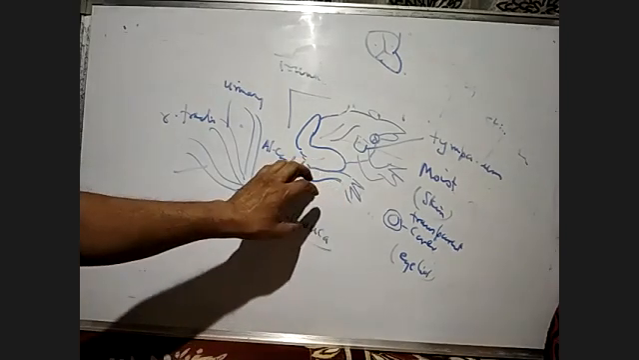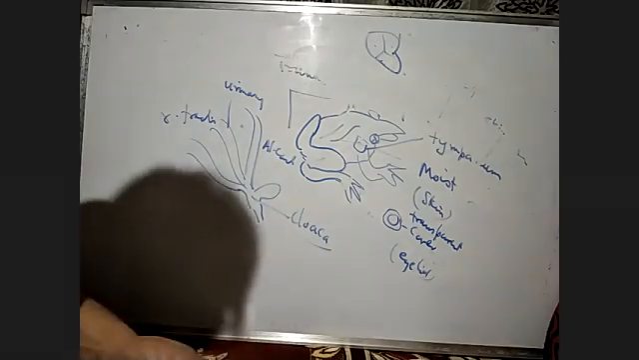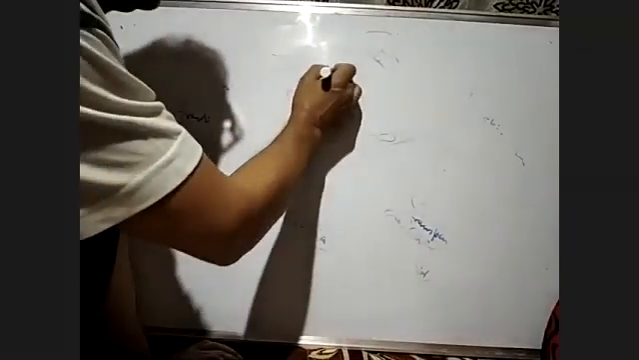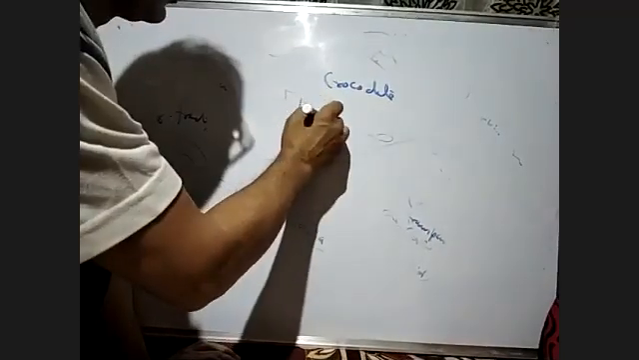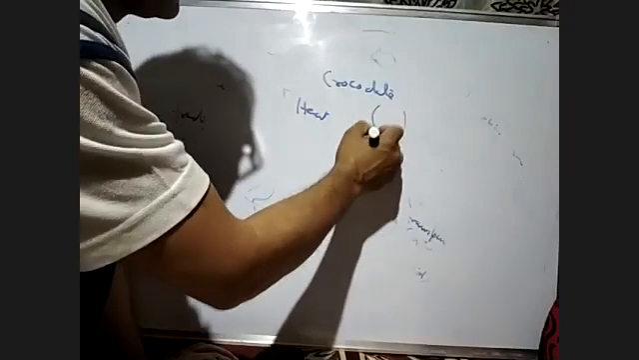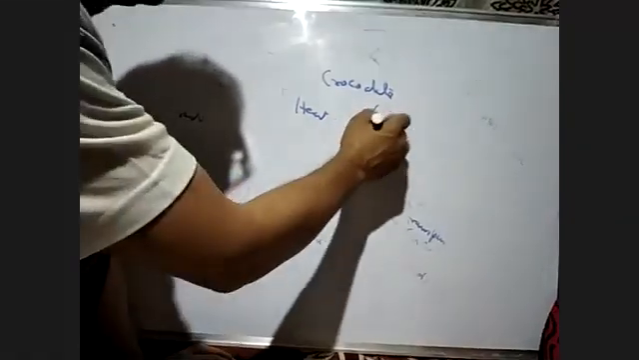Heart is usually three chambered, but only in the crocodile, the heart is four chambered. Remember that. Only in the crocodile, heart is four chambered. One, two, three, four: two auricles and two ventricles in the crocodile, but in other reptiles it is three chambered.